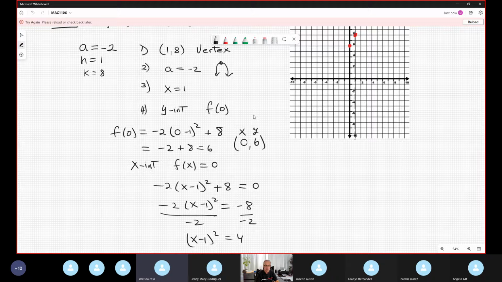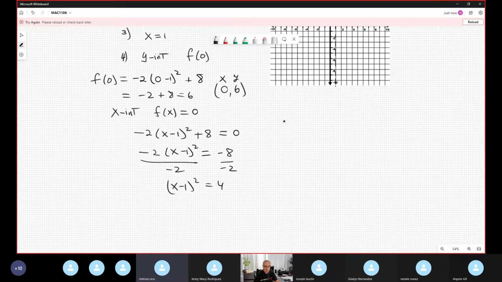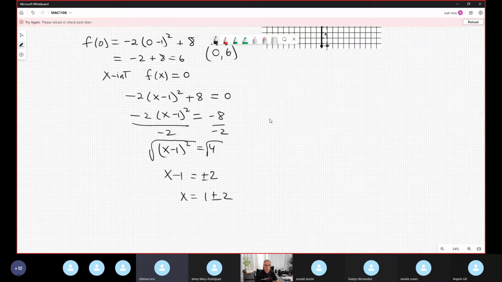Oh, easy. Apply the square root to both sides because I want to eliminate this second power. So x minus 1 without the second power is just x minus 1. In the right-hand side, the square root of 4 is 2, plus or minus. Don't forget plus or minus. Therefore, x equals 1 plus or minus 2. Negative 1 moves to the right-hand side as a positive 1. Now we have 1 plus 2, which is 3, and 1 minus 2, which is negative 1.